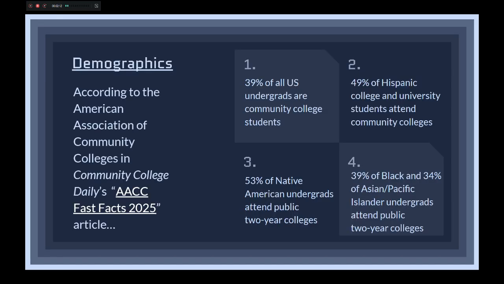So according to the American Association of Community Colleges, in Community College Daily, if you've never read anything about community colleges, if this is totally new to you, highly recommend Community College Daily. You can find them just by searching their title on Google. Now, they do have a journal. That is something that we can pay access to. We do not as of right now. I would like to in the future, but you can read a bunch of, if not most of, their articles online. They're super helpful. And we are looking specifically at the AACC Fast Facts 2025.